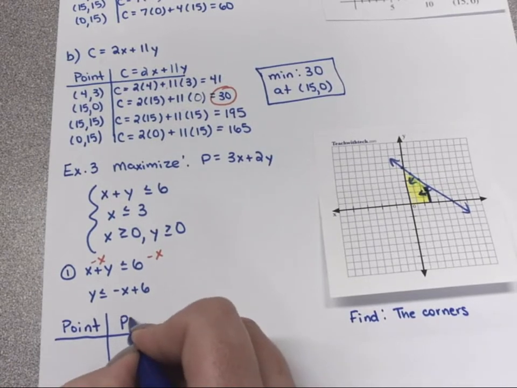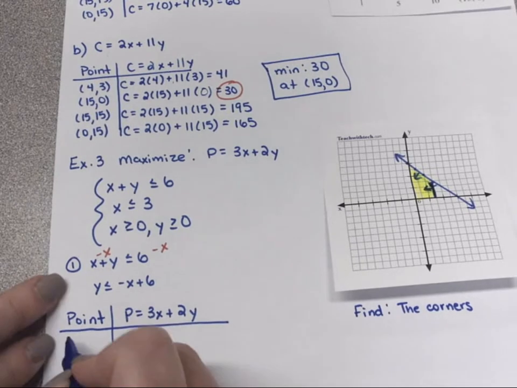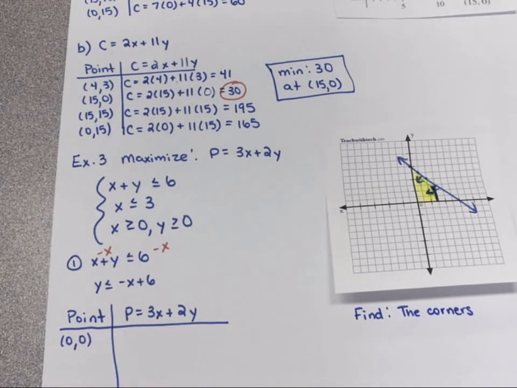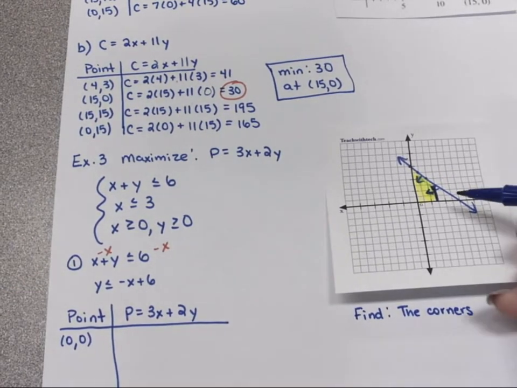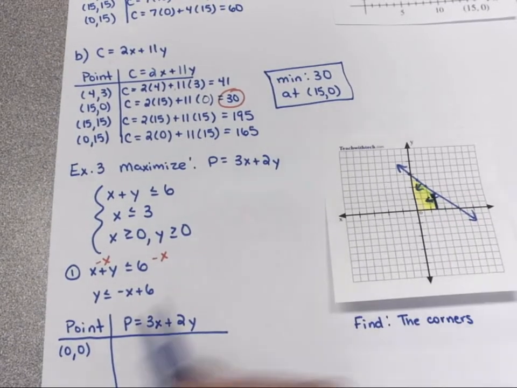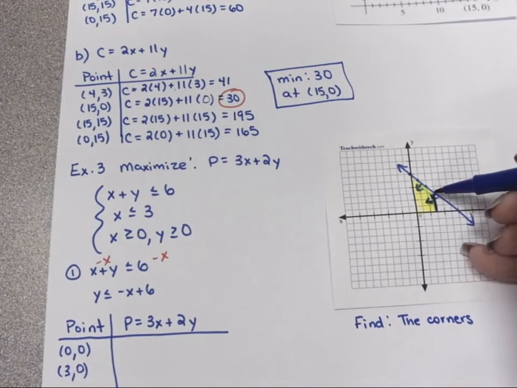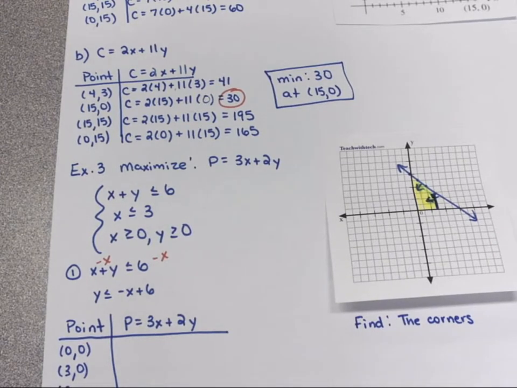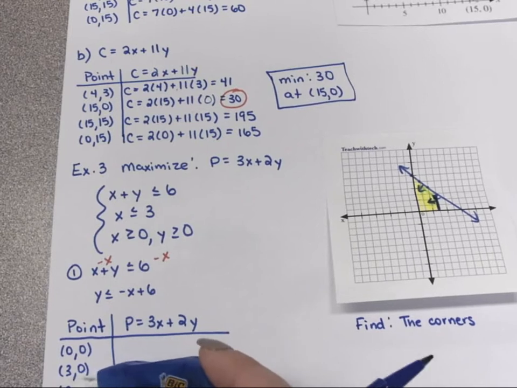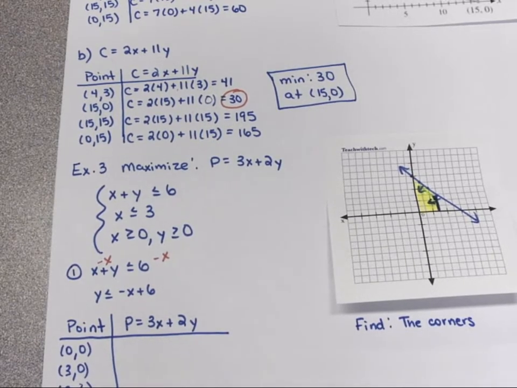And our profit equation we want to maximize is 3x plus 2y. So (0, 0) is the easiest corner point. Okay, and then just kind of go around. What's the point that's right here? (3, 0). What's the point that's up here? If you graphed it well, it should look like (3, 3). And then what's the point at the very top? It's the y-intercept, so that should be easy to pick out. What's the y-intercept? (0, 6).